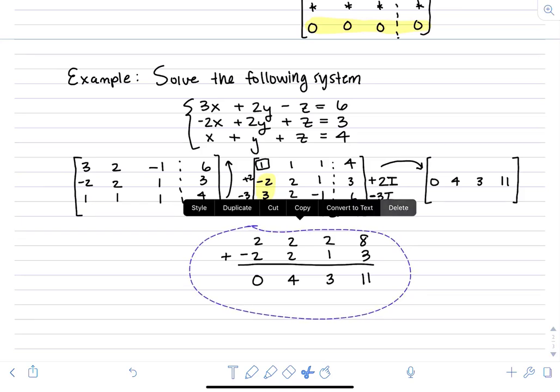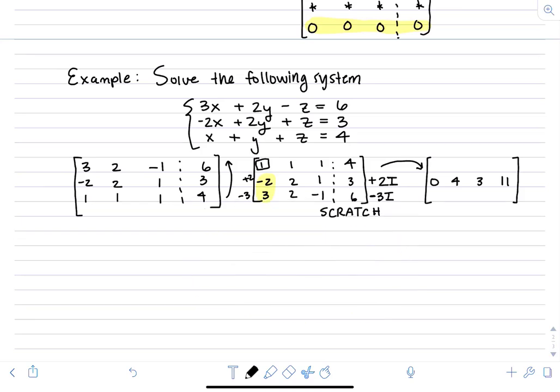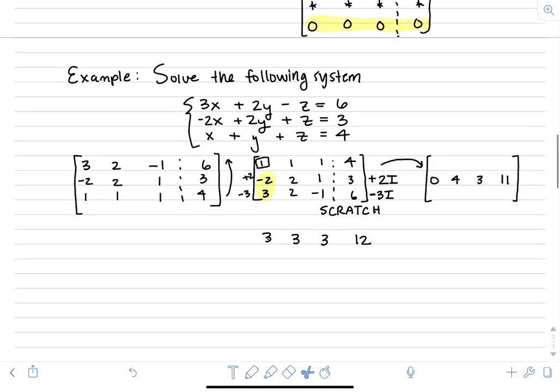Okay, now let's delete that. Let's do the third row minus 3 times the first row. So 3 times the first row is 3, 3, 3, 12. Let's give myself a little bit more space there. And remember, we're subtracting that. And what are we subtracting that from? We're subtracting it from row 3.